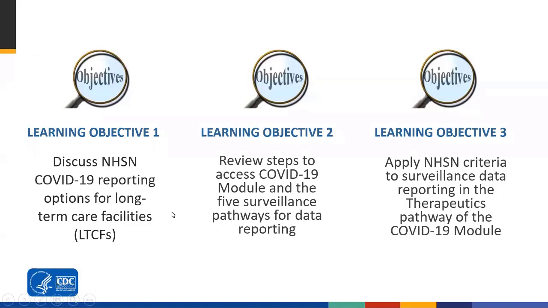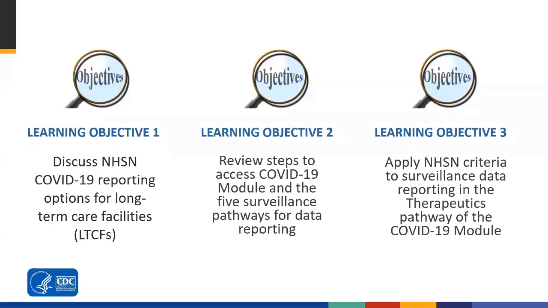So we'll have 3 learning objectives today. The first learning objective for this training is the NHSN COVID-19 reporting options available for long-term care facilities, including the structure of the NHSN long-term care facility COVID-19 module. The reporting options include manual data entry or importing and exporting with CSV files. Our second learning objective for this training is to review the steps to access the COVID-19 module and the 5 surveillance pathways for data reporting.